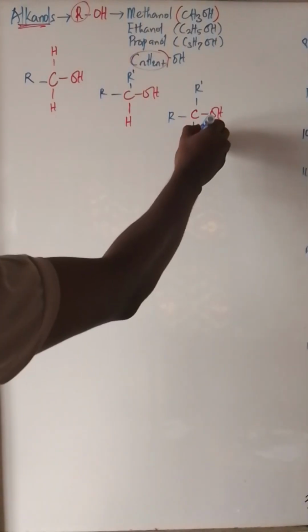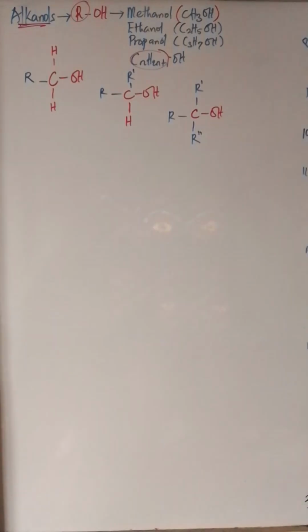I've explained that earlier during naming. Then also dihydric, monohydric, and trihydric alkanol. If a single alkyl group is attached, it is a primary alkanol. But if you have two alkyl groups, it is what? Secondary. And if it has three alkyl groups attached to the carbon carrying the OH, it is tertiary. So the alkyl groups may be the same or different. So primary, secondary, tertiary. Let's give an example.